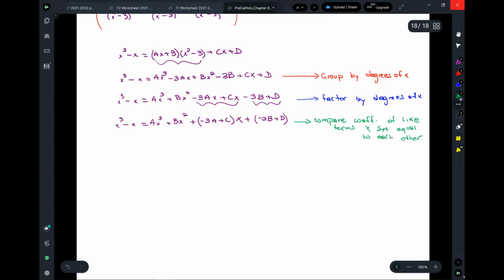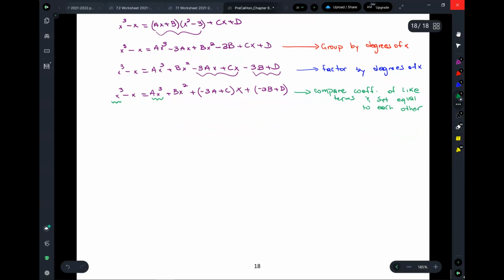Okay, what do I mean by that? Take a look on the right-hand side. You see the ax cubed? You see the x cubed term? Where is the x cubed term here? There. Okay, on the left, what's the coefficient of the x cubed term? 1. So if those are equal to each other, their coefficients should be equal to each other. So 1 equals, what's the coefficient here? a. Oh, look, a equals 1.